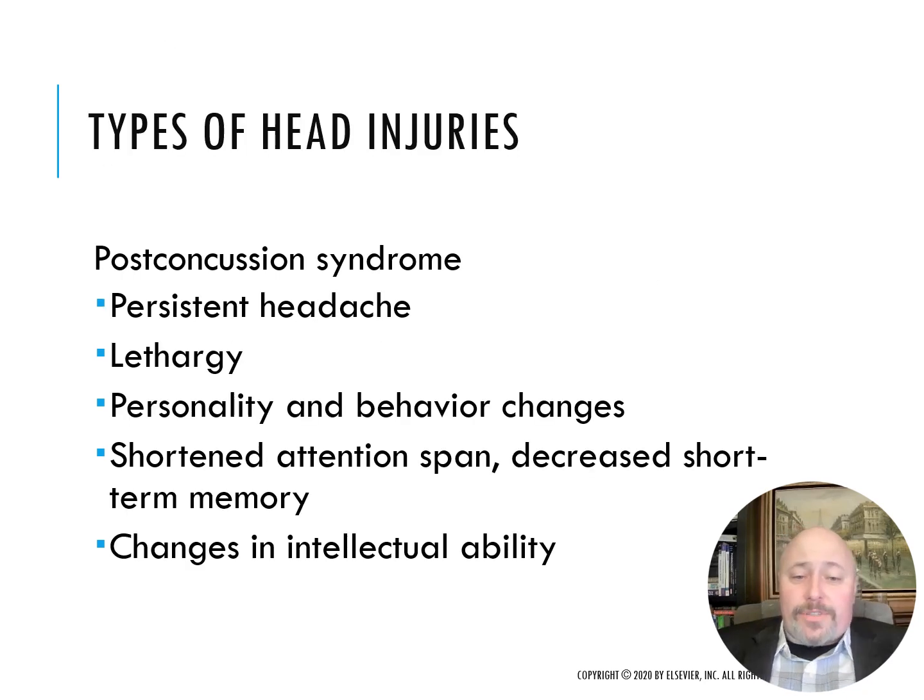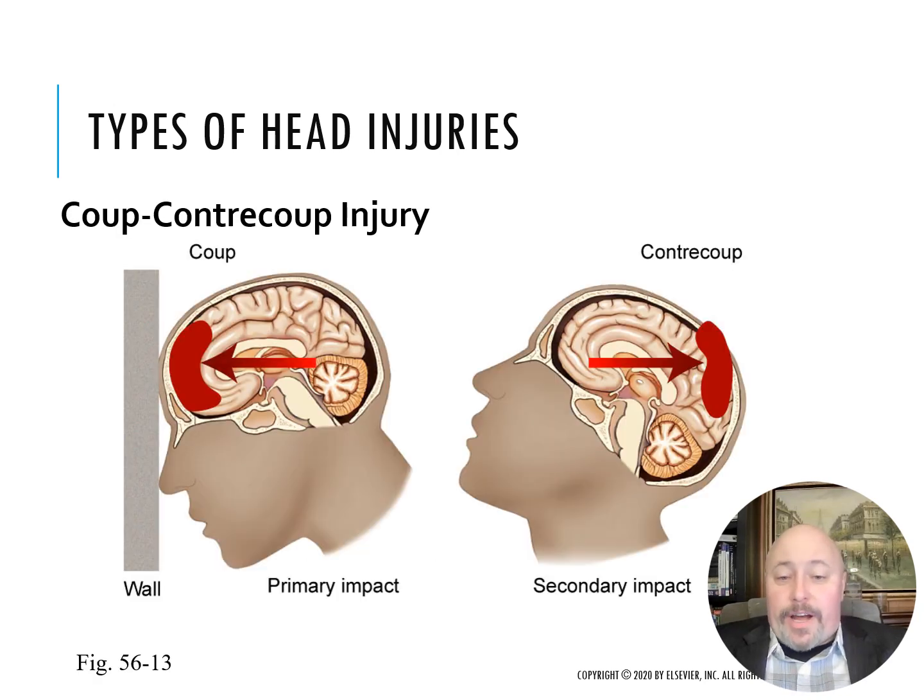Post-concussion syndrome is a persistent headache resulting in lethargy, personality and behavior changes, shortened attention span, decreased short-term memory, and changes in intellectual ability. Another type of head injury that's very common secondary to motor vehicle accidents is called a coup-contrecoup injury. In this case, after the head strikes a wall, a contrecoup injury occurs as the brain strikes the skull. The contrecoup injury would then be the second impact of when the brain strikes the skull surface opposite the side of the original impact. Much like getting in a car wreck and then bringing your head straight back.